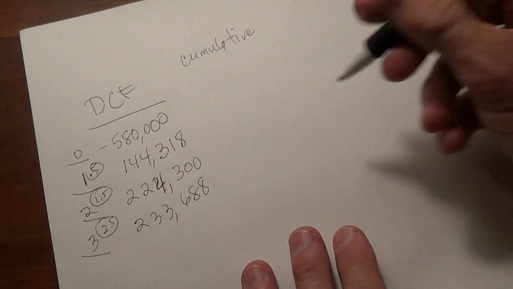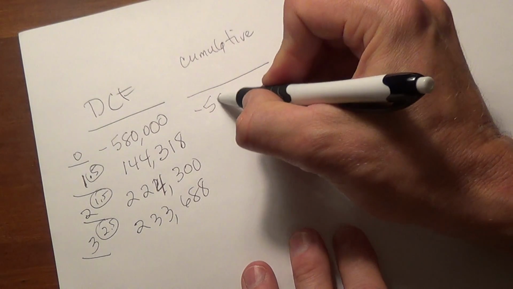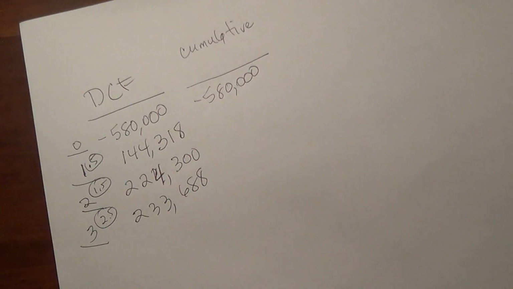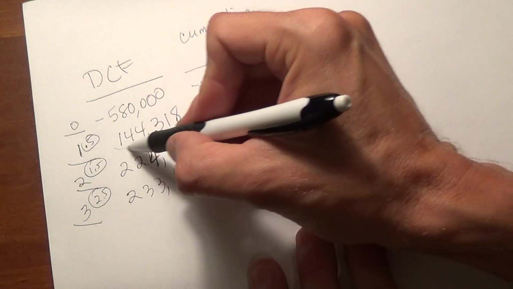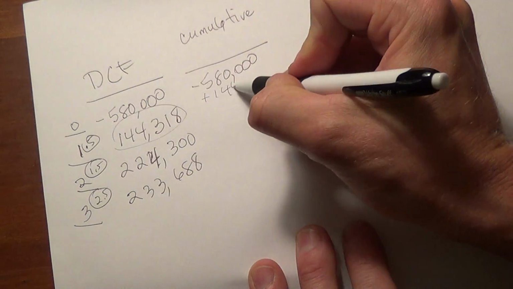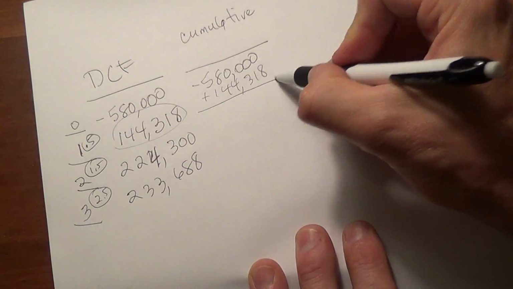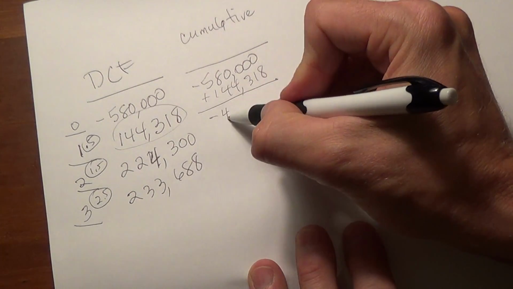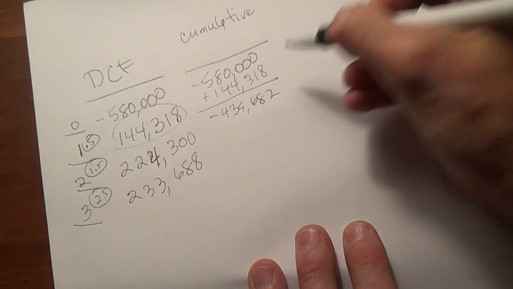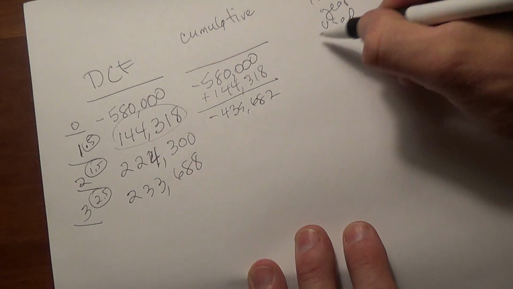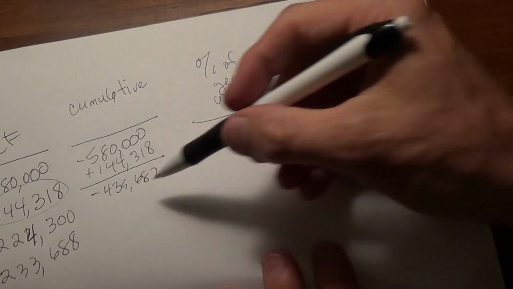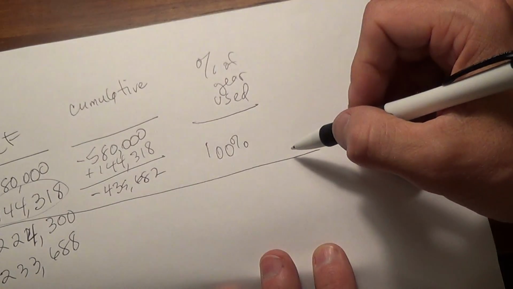So at time 0, obviously we start off in the hole, negative 580. But the question is, at the end of the first year, have we gone positive yet? So we take negative $580,000 and we add the present value of the first year, 144,318. So how much do we have left? We're still negative, negative 435,682. So percent of the year used for year 1: we used 100% of year 1.